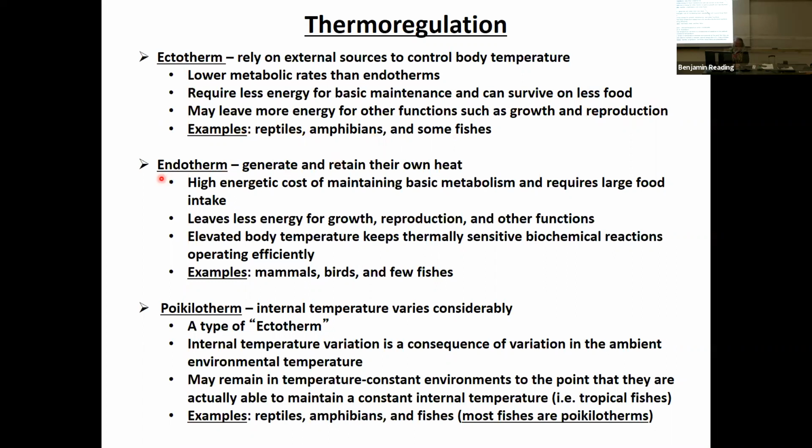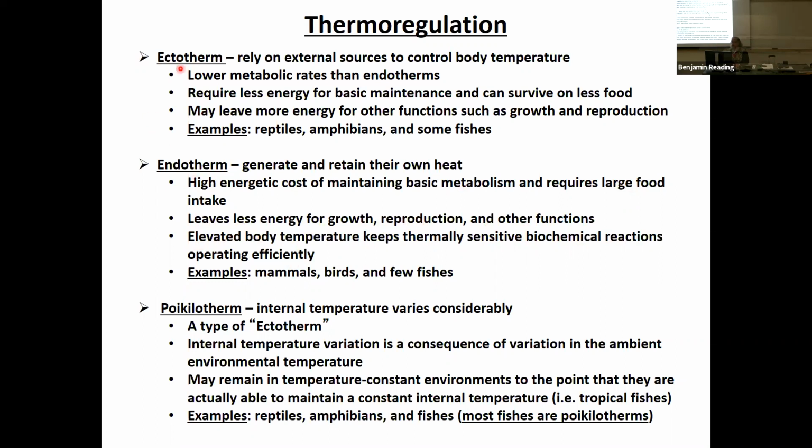Now, here's an endotherm. Endotherms generate and retain their own heat. So this is a high energetic cost because, again, generating heat is not free. You've got to burn energy to do it. And this requires you to consume more food than an ectotherm. This leaves less energy overall for growth and reproduction and other housekeeping functions, for instance, homeostasis functions. But a benefit here is that an elevated body temperature keeps thermosensitive reactions always operating optimally.